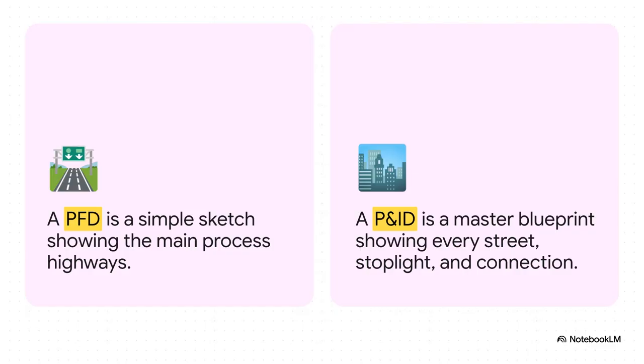Now, you might have heard of something called a PFD, a process flow diagram. The difference here is all about the details. A PFD, that's like a highway map. It shows you the main routes, how the big cities are connected. But a P&ID, oh, that's the detailed city map. It shows you every single street, every little alleyway, every stoplight, and every single building. That's the level of insane detail we're talking about here.